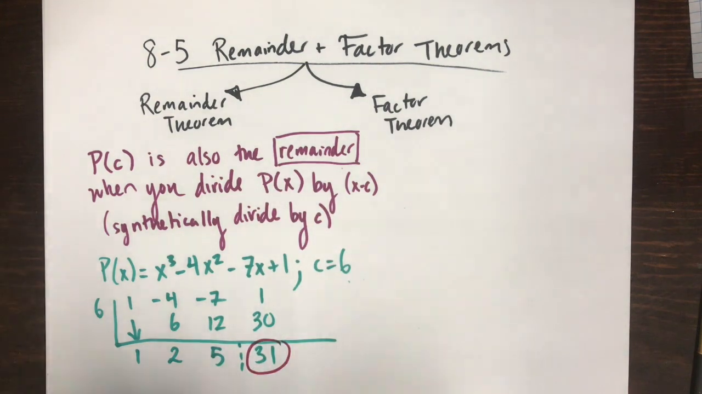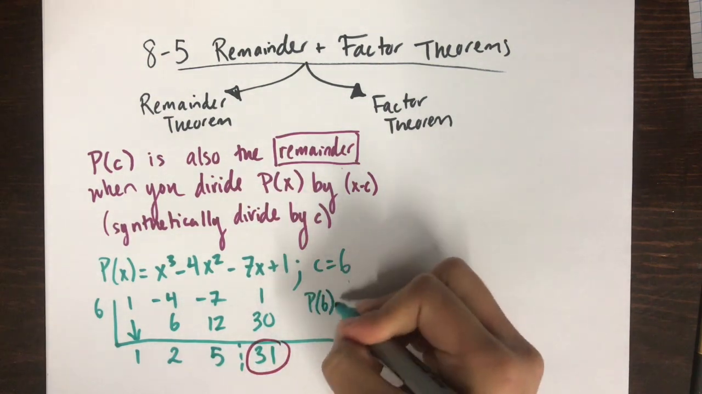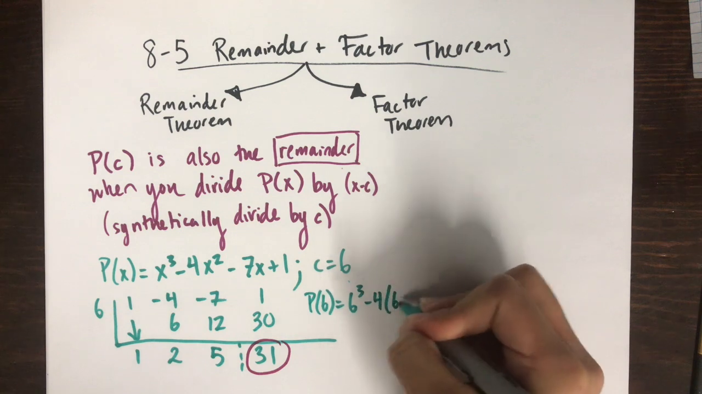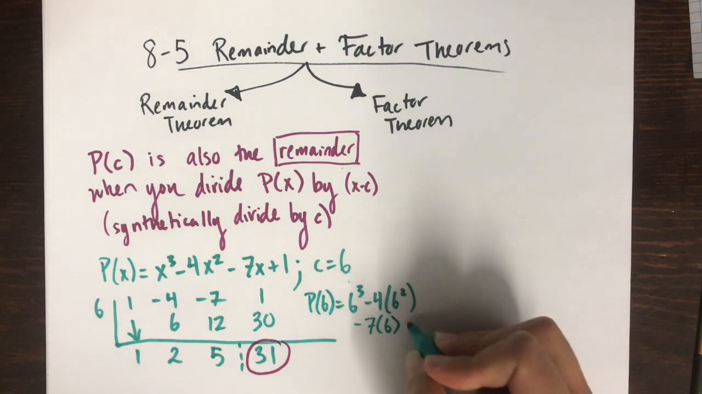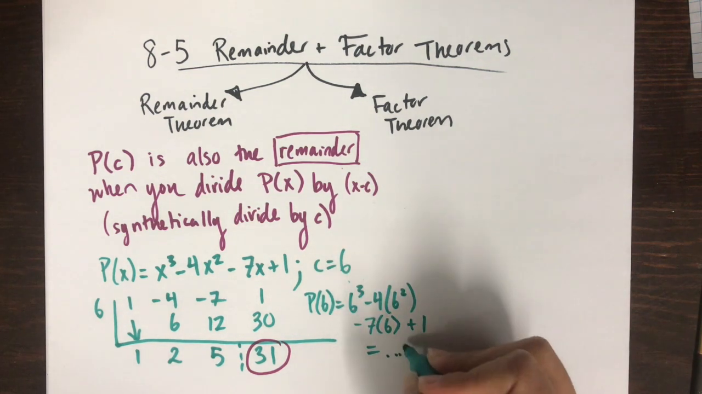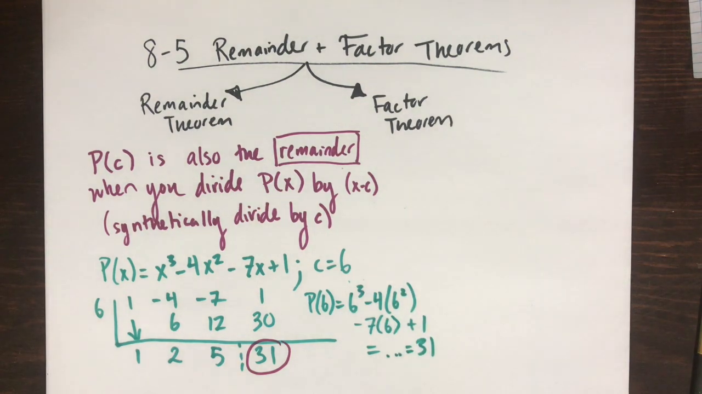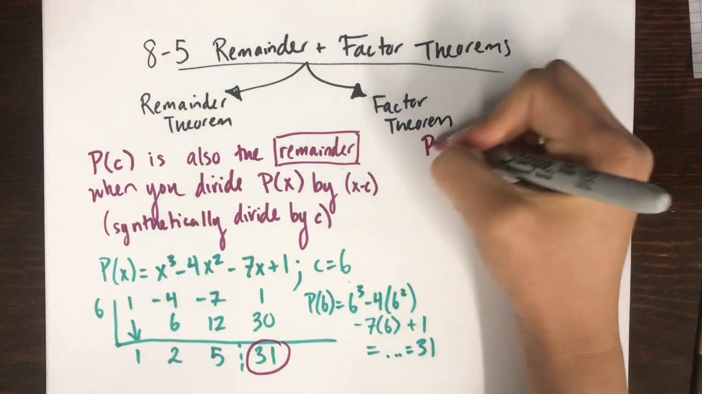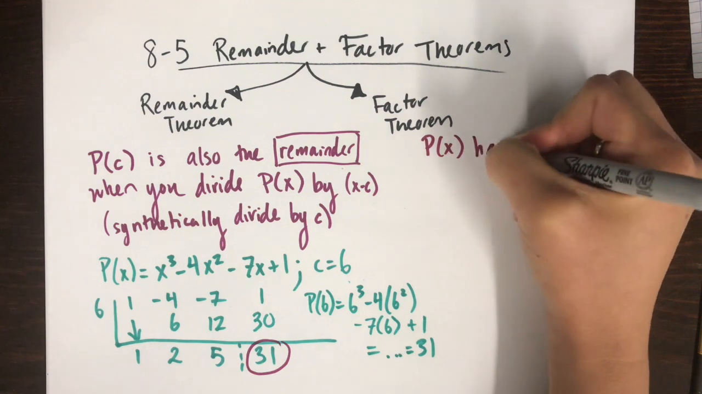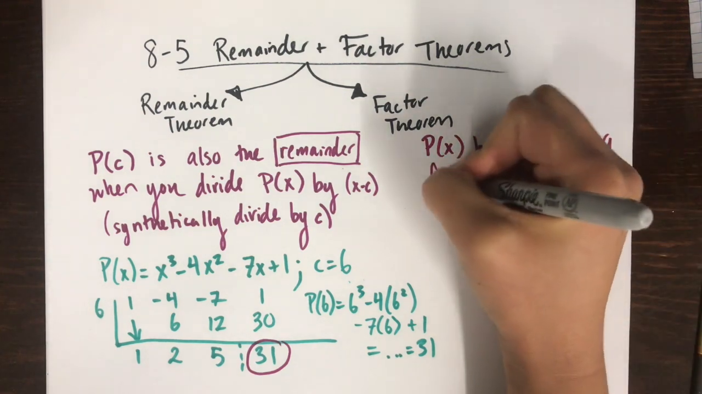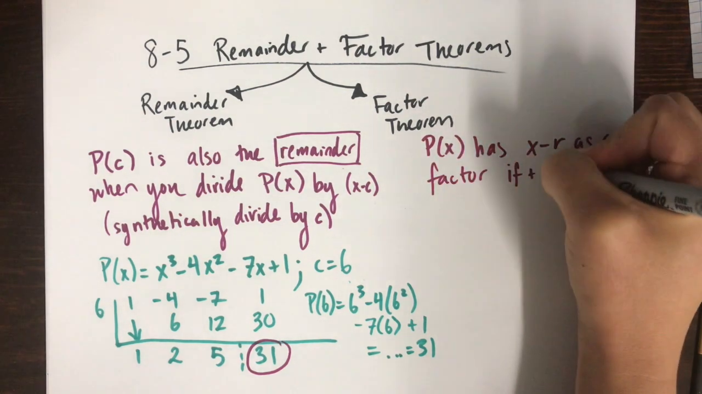So what I want to figure out is, if I had taken this polynomial and plugged in 6, what would have happened? Well, I would have gotten 6 cubed minus 4 times 6 squared minus 7 times 6 plus 1. And if you put it into your calculator, you'll actually get 31. So pause the video and plug it into your calculator and see that you get 31. And then cheer, enjoy, because this is just so cool.